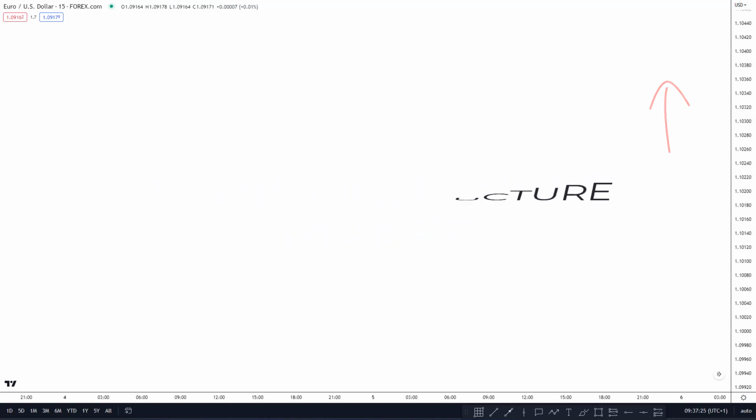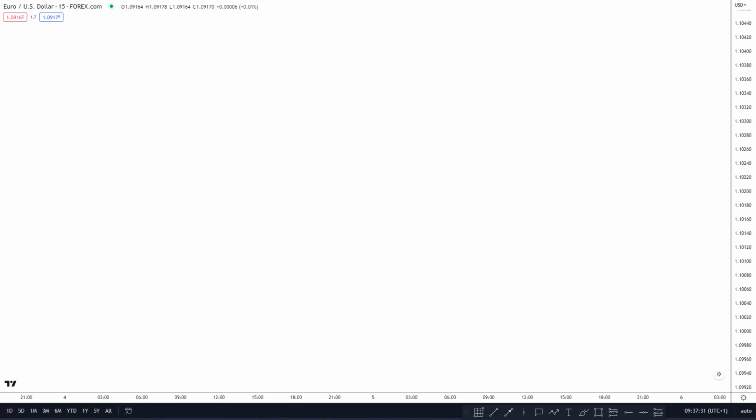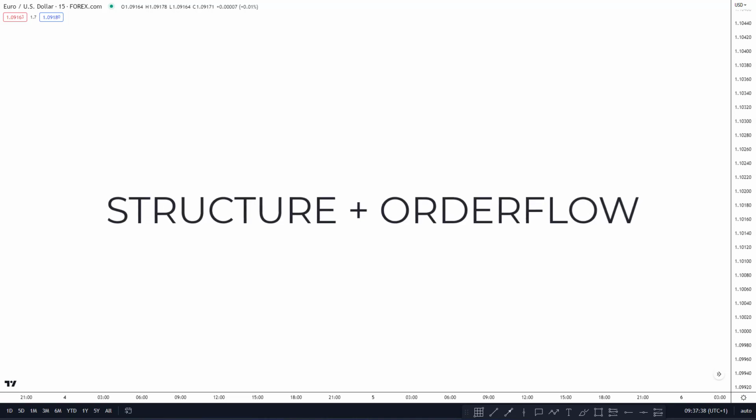That video covered the topic of cemented highs and lows, giving you your swing structure, and that's very basic swing structure. So in this video, we're going to go into matching structure with order flow to determine types of structure, and that is your major and your minor structure, and even your minor 1, minor 2, minor 3, etc.